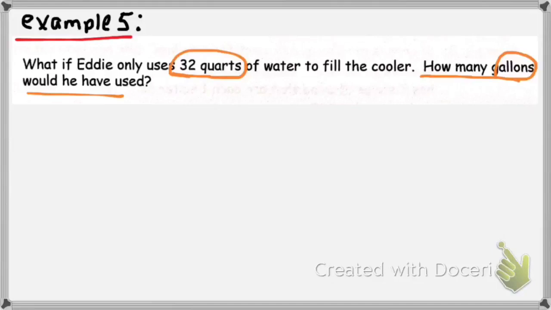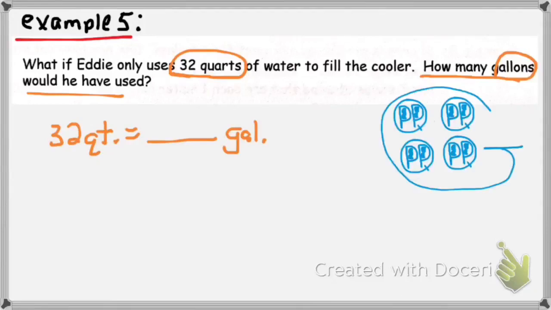Again, this sounds to me like a conversion problem. I need to convert my 32 quarts into gallons. So I'm going to write 32 quarts equals blank gallons. And again, since I look at my units, they're customary units of liquid measurement. I know that means I'm going to draw my gallon guy. So here's my gallon guy.